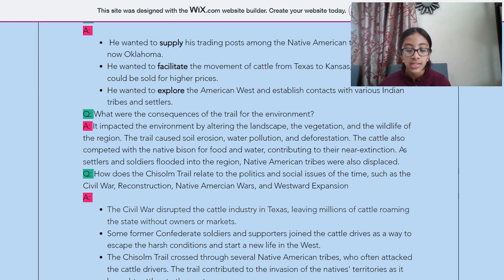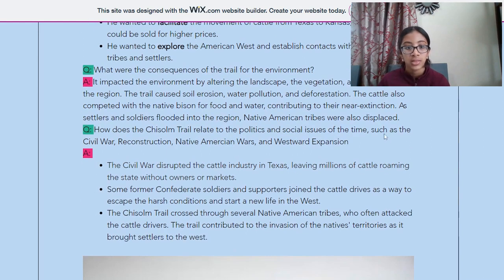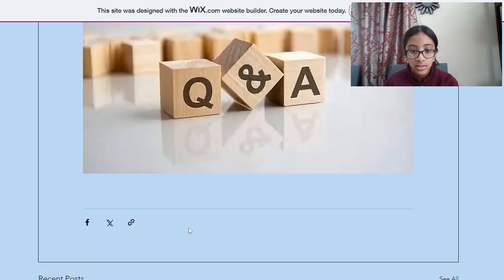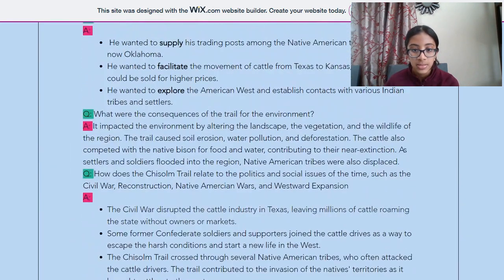How does it relate to the politics and social issues of the time? Well, since the Civil War disrupted the cattle industry, since many of the owners were not around since they were fighting in the war, they were leaving millions of cattle just roaming around without owners or markets. Some former Confederate soldiers and supporters joined the cattle drives as a way to escape the harsh conditions, and they also needed a source of income since the Civil War was over. So, that's basically it.